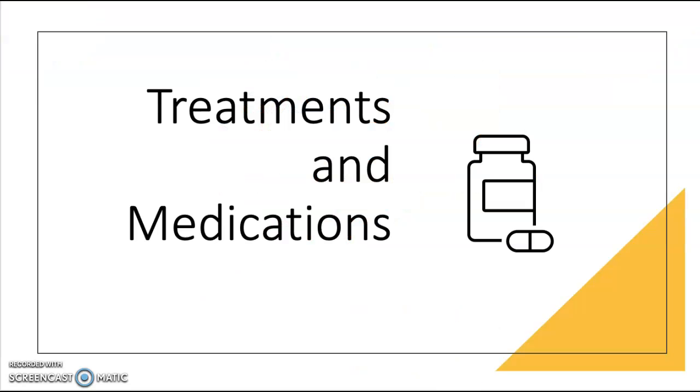Treatments and medications. There are many different treatment options that a person can take when they have Crohn's disease. Medication for Crohn's disease is designed to suppress the immune system from the inflammatory response. So patients can take aminosalicylates, which will help with the inflammation. They can take antibiotics, biologic therapies, corticosteroids, or immune modifiers.